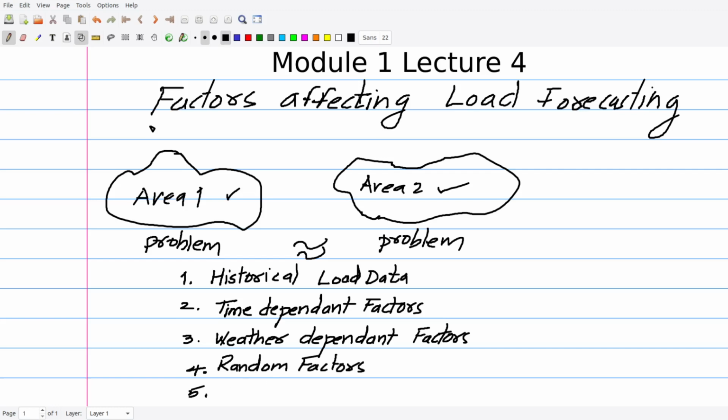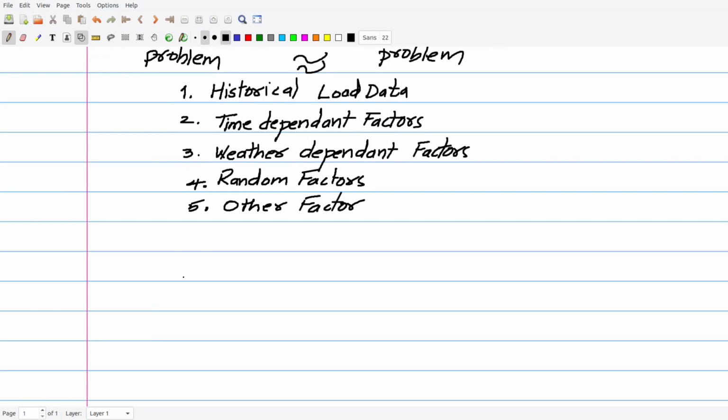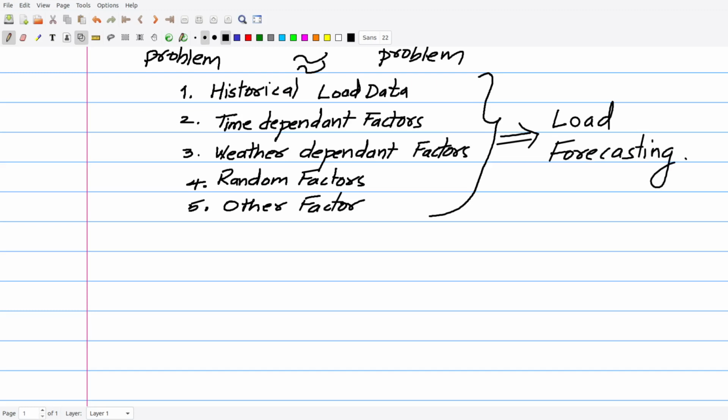Along with this, we can also classify other factors, just like we had other types of loads, we can have other types of factors also. So all these are historical, time dependent, weather, random, and other. All these are different factors, and they affect your load forecasting. Getting the thing? So one by one we'll see.